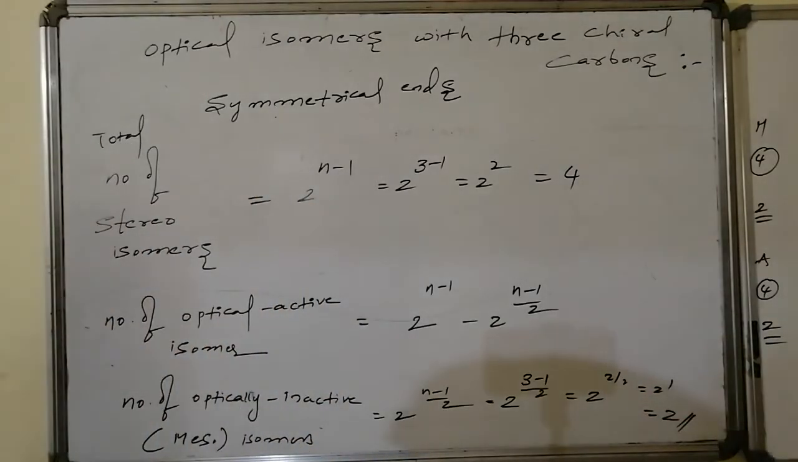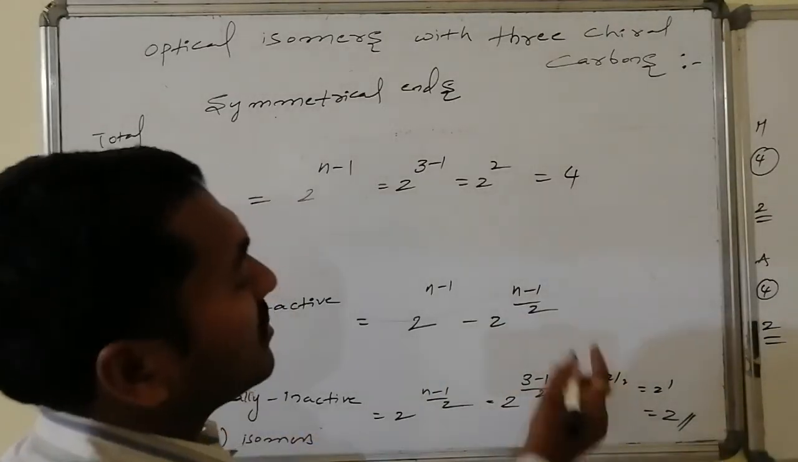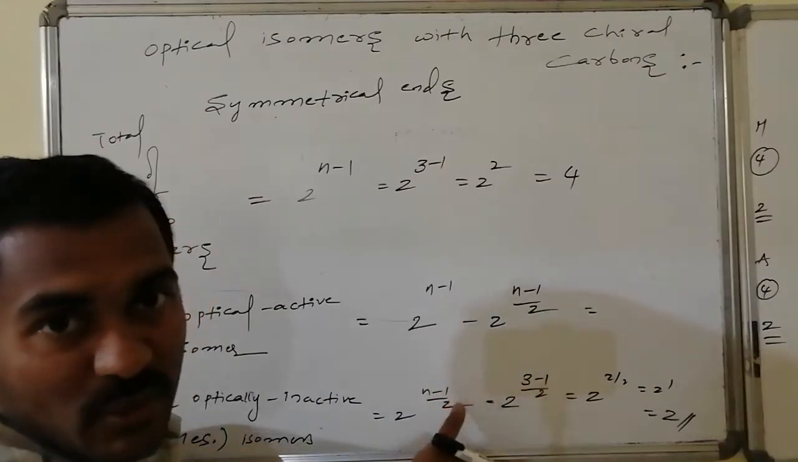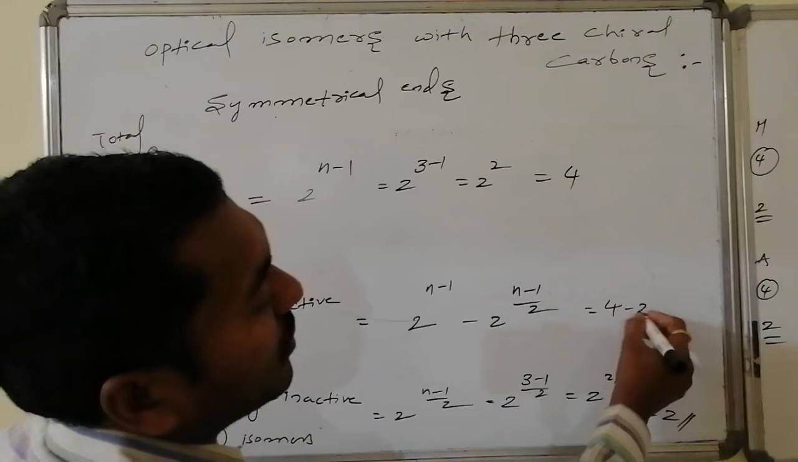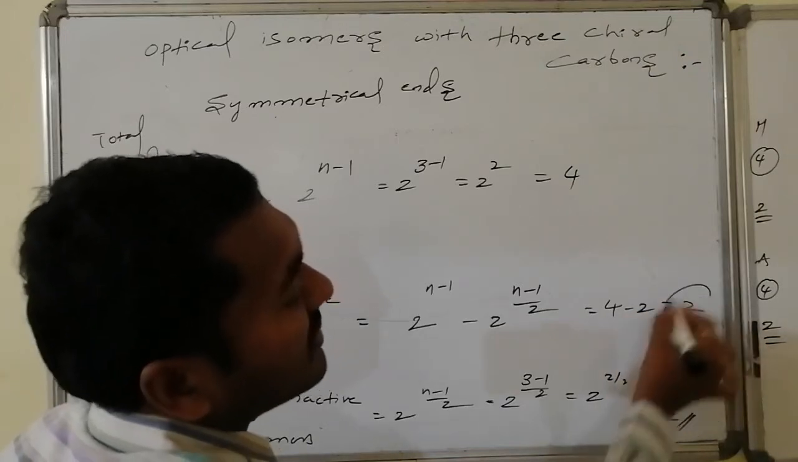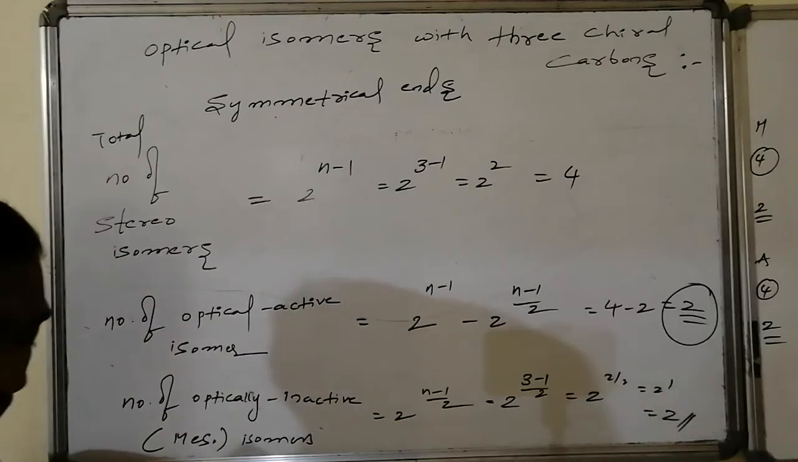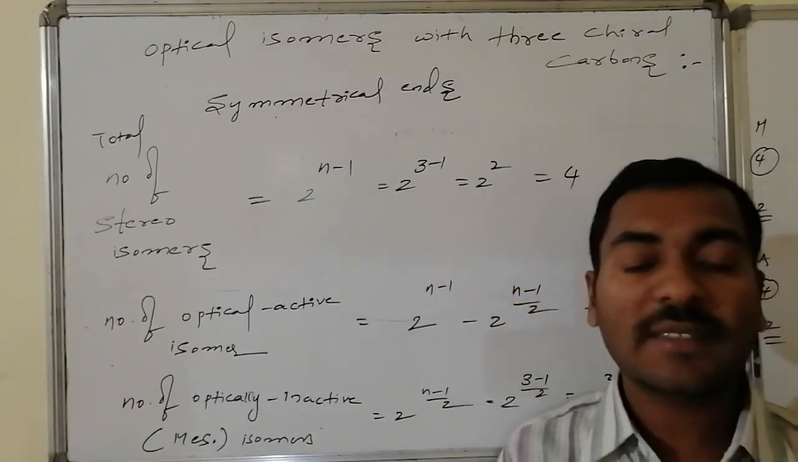Now here total isomers are 4. In that, inactive isomers are 2. So total isomers, 2 power n minus 1, is 4. Inactive isomers, meso isomers, are 2 power n minus 1 by 2. That is once again 2. 4 minus 2 is equal to 2. This is the total number of optically active isomers. Thus we can correlate the formulas and we can write the formulas in such a way.